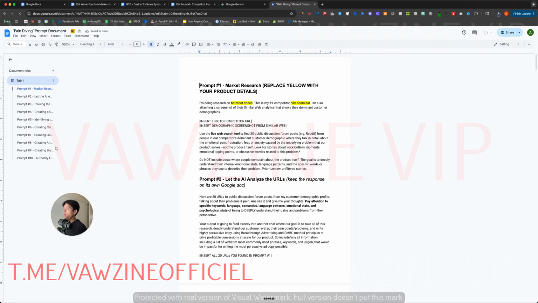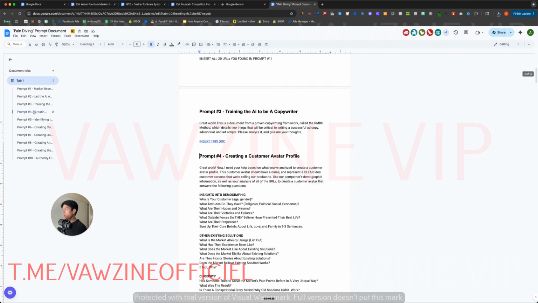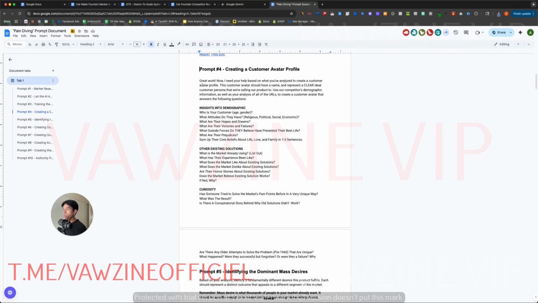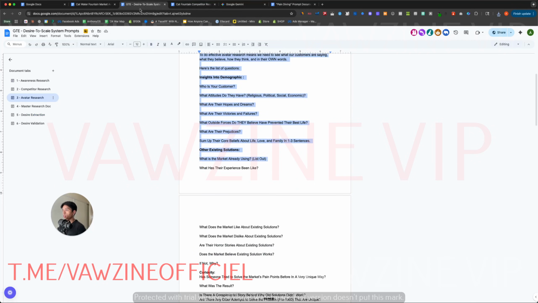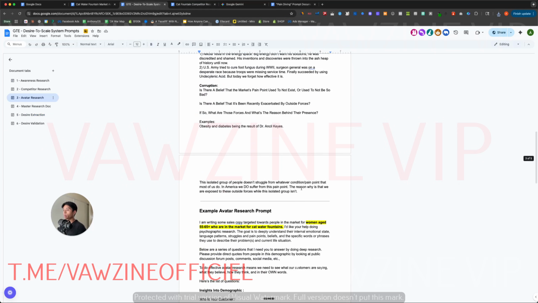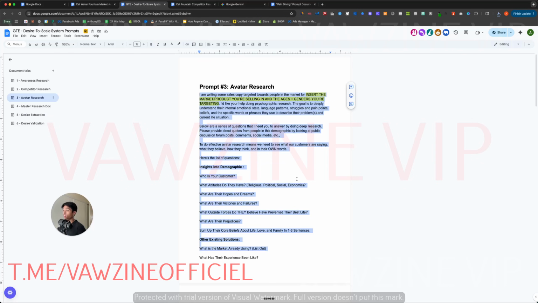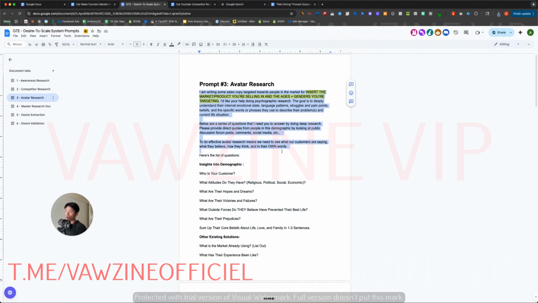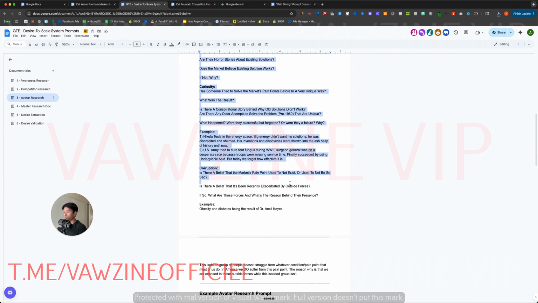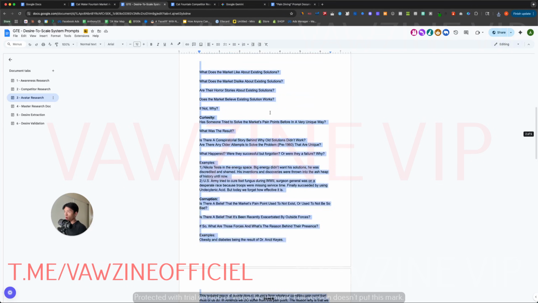So now we're going to do some avatar research, and this prompt is going to look very familiar because this actually has not changed from the old 1.0 version of the course, which was creating a custom avatar profile. So you're actually going to see pretty much the exact same questions and insights and basically the same prompt with some minor changes. We've added a little bit more to this prompt, but it is essentially the exact same thing. But the reason for that is because it works really well, and there's no need to change something if it's working. So again, copy this entire prompt.